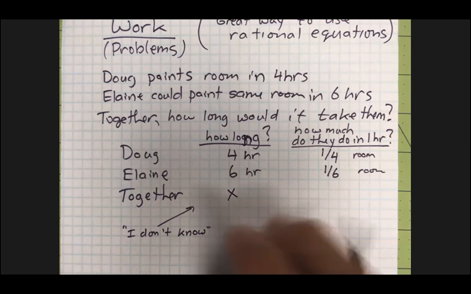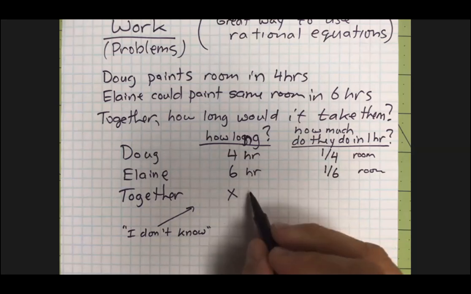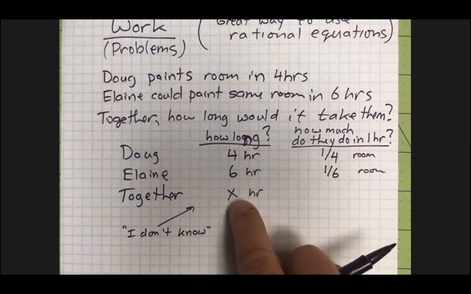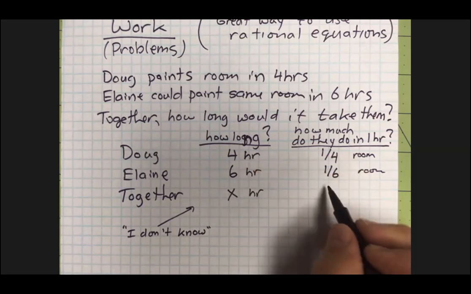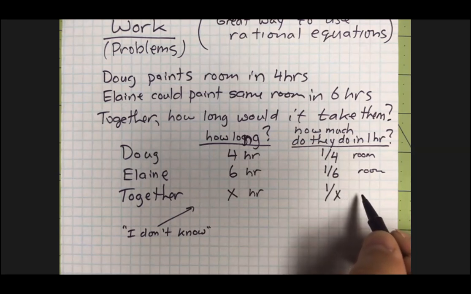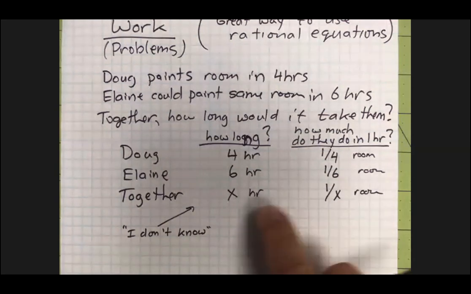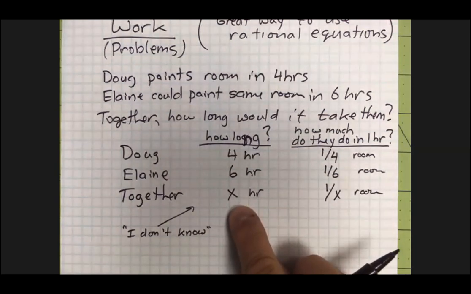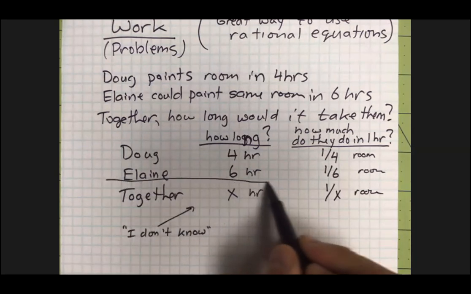Now you can say the same thing about together. And you say, but you didn't tell me how many hours they did it together. Doesn't matter. If they use x hours to paint the room, then this reciprocal thing makes sense. They have painted 1/x of the room in 1 hour. Now I got something I can add.